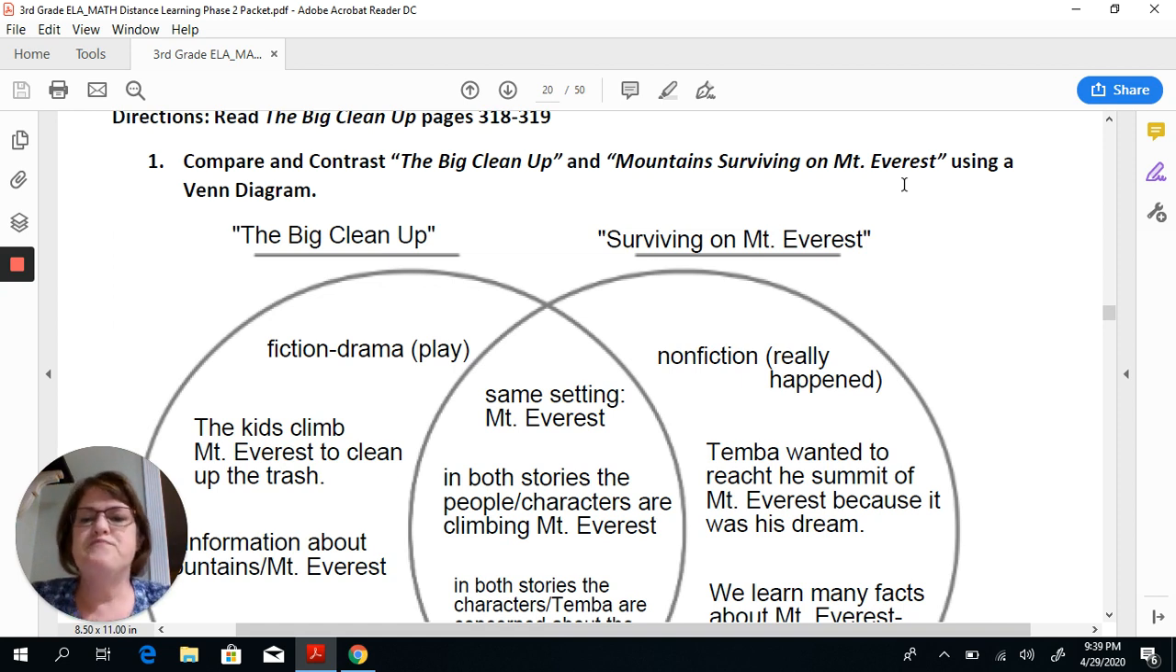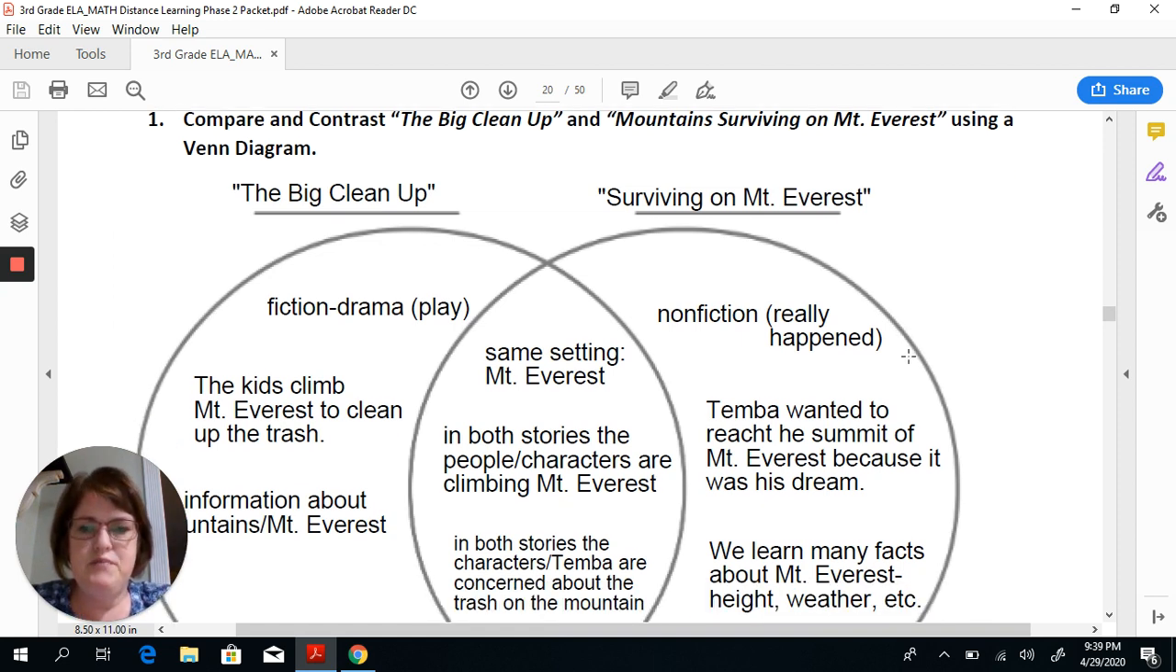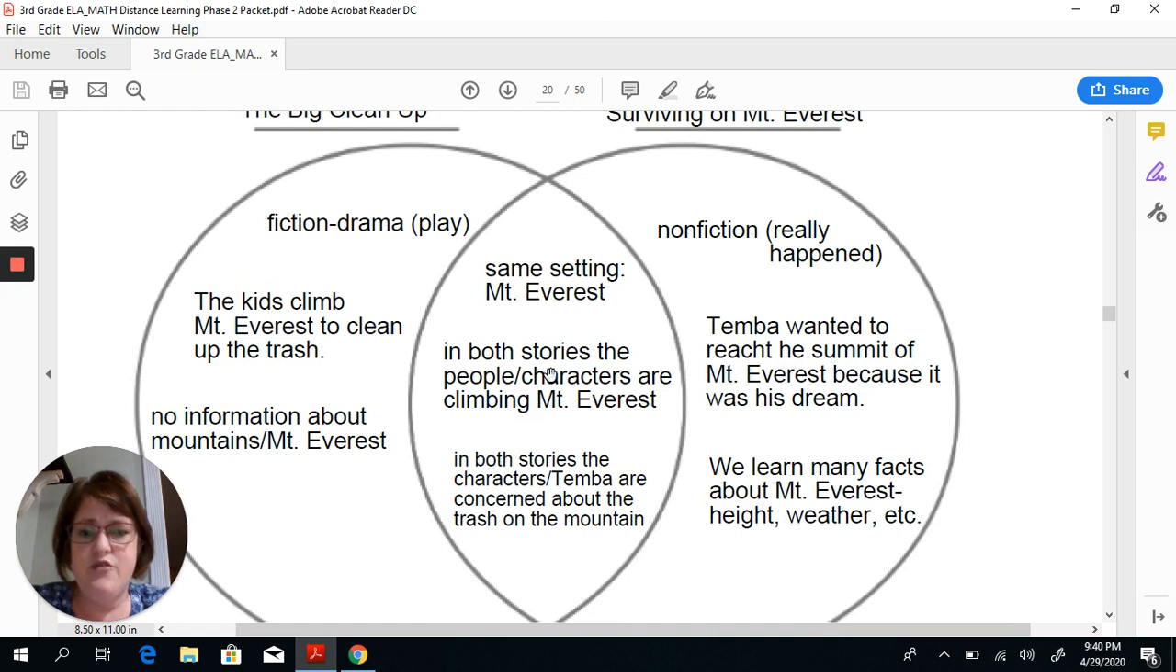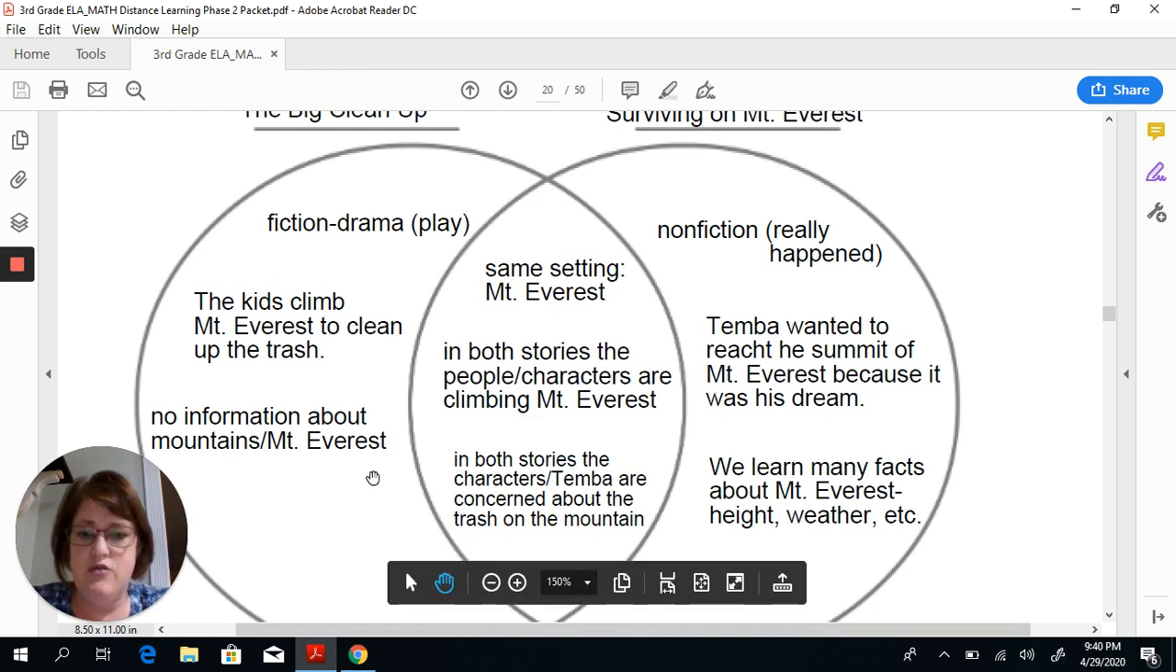Okay. So we've got our Venn diagram here set up. It doesn't matter which title you put first. You could put surviving on Mount Everest here and the big cleanup on this side. I put the big cleanup here and surviving on Mount Everest here. So that part doesn't matter. Remember, a Venn diagram shows how things are alike in the middle and how they're different on the outside part.